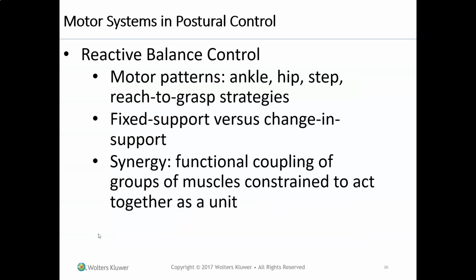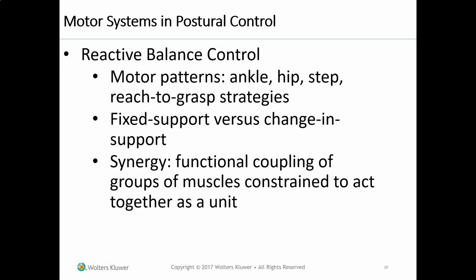All right, so now we'll look at the reactive balance control and look at the different motor patterns that we can use, such as the ankle, the hip, the step, and the reach to grasp strategies. Now what we want to know is what motor strategies do we use to respond to threats to balance. And we'll also look at fixed support versus change in support. And then we looked at synergies.